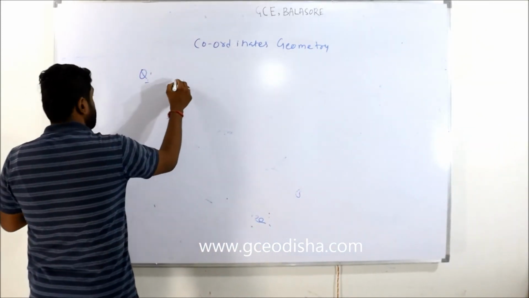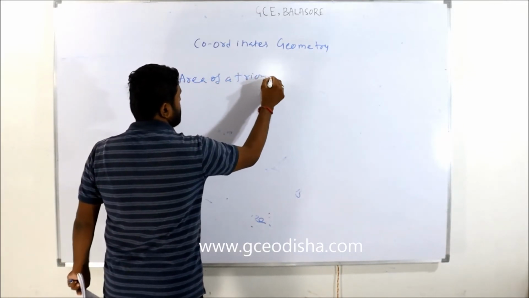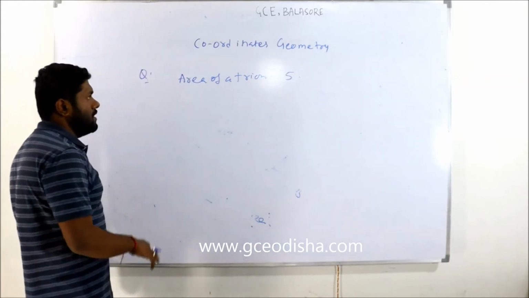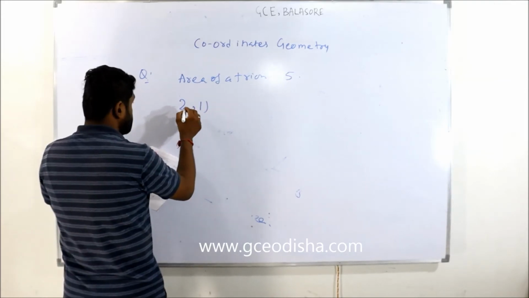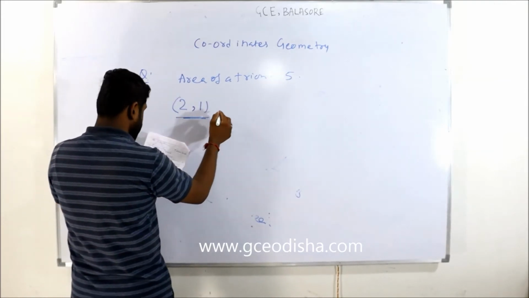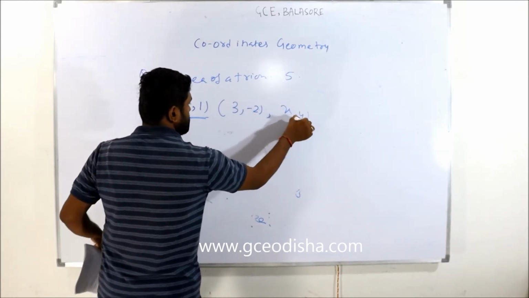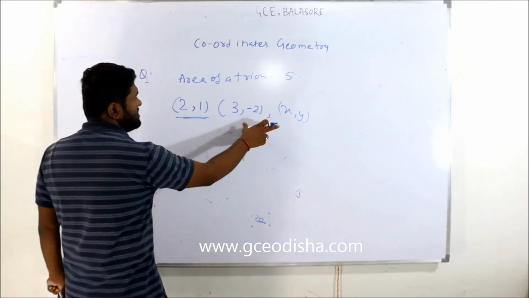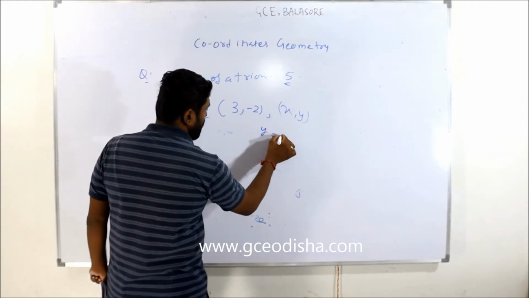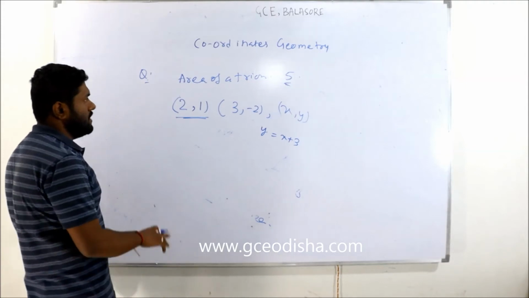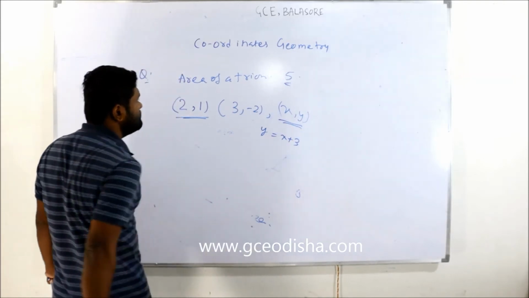The question is 1. The area of a triangle is given as 5. There are three coordinates: one coordinate is (2, 1), another is (3, -2), and another is (x, y). The area is 5, and another relation is that y is equal to x plus 3. Then they ask to find the point (x, y).